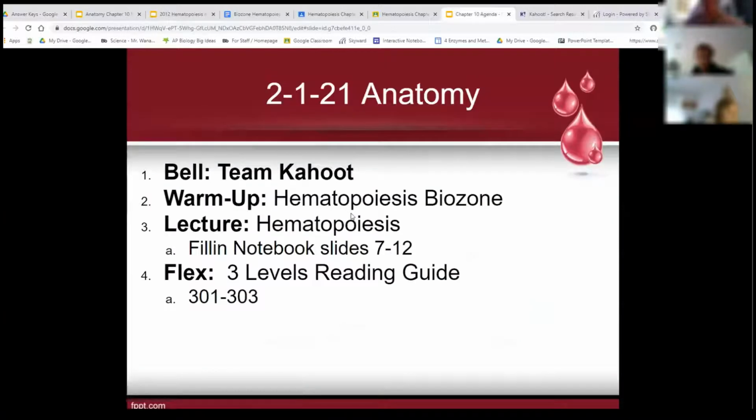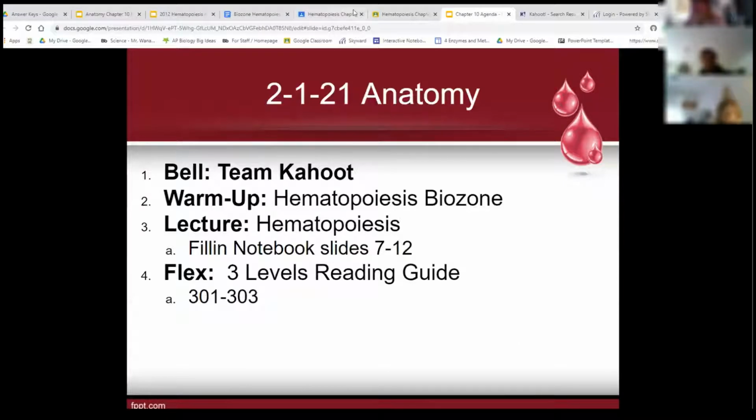On our agenda, we're going to do hematopoiesis, and what we're going to do with our notebooks is update them with 6 more slides. So you turned in 6 slides to begin with. We're going to add 6 more. And then flex time, you're going to read about hemostasis. So that same 3 levels reading guide, spit out, regurgitate, interpret. So let's look at this hematopoiesis.